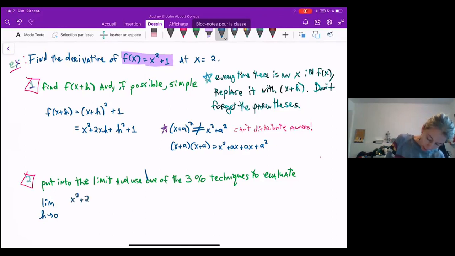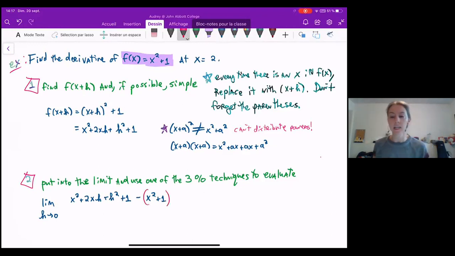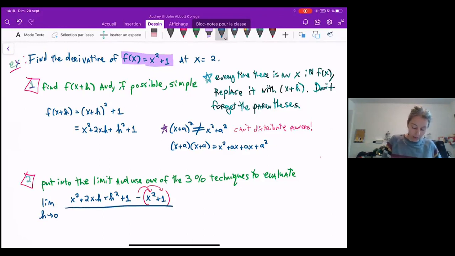So x squared plus 2xh plus h squared plus 1 minus f of x. So that's the thing that we have highlighted up there. So that's my x squared plus 1. Always, when you are subtracting, put it in parentheses. We're going to be distributing that minus sign. And then all of this is divided by h.